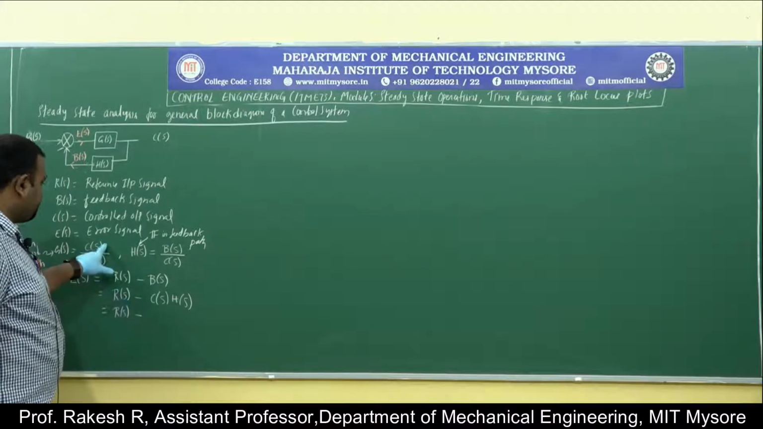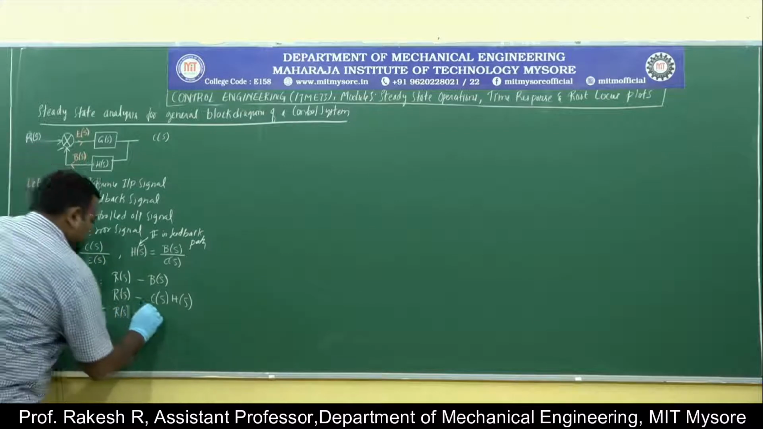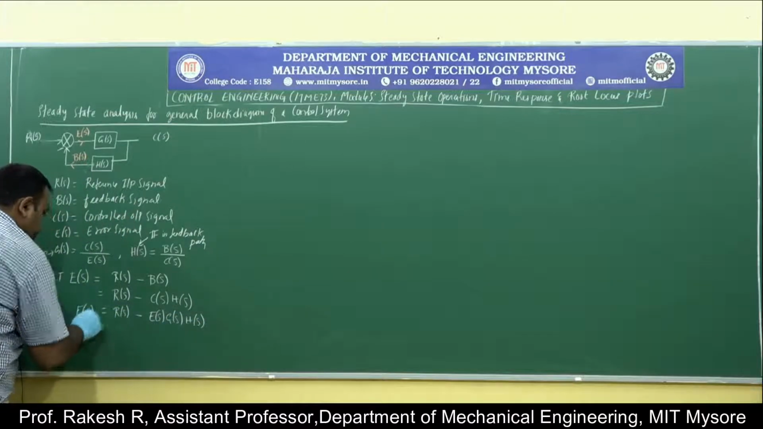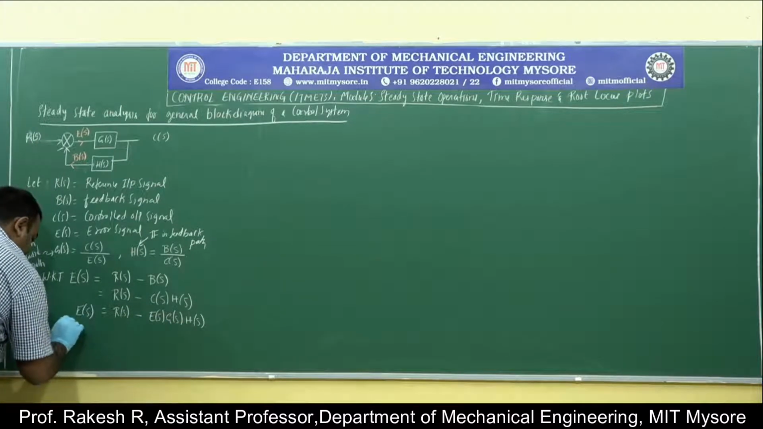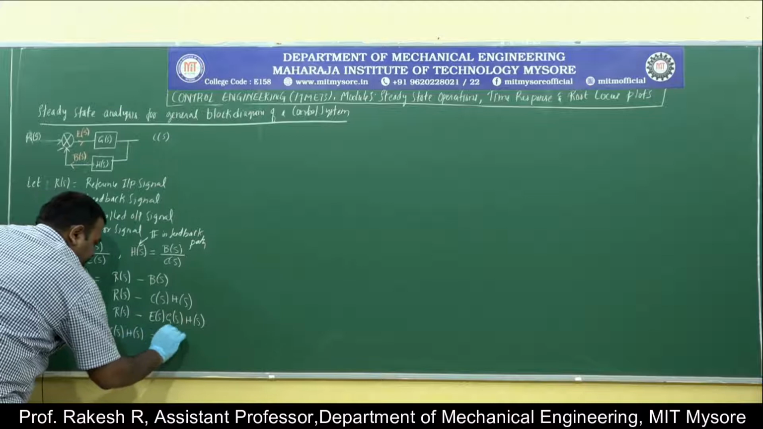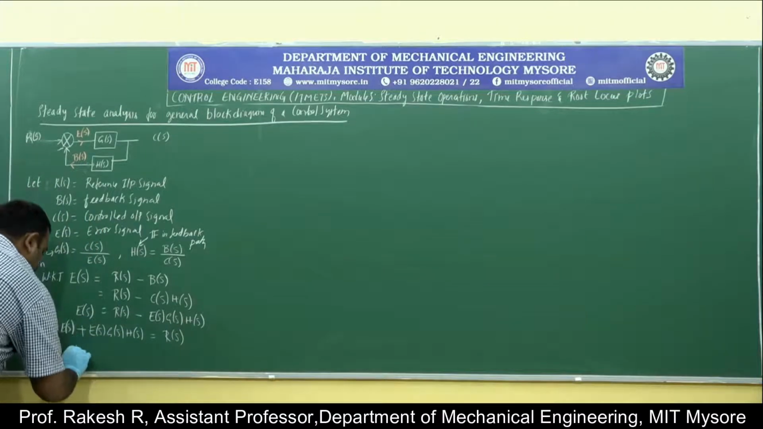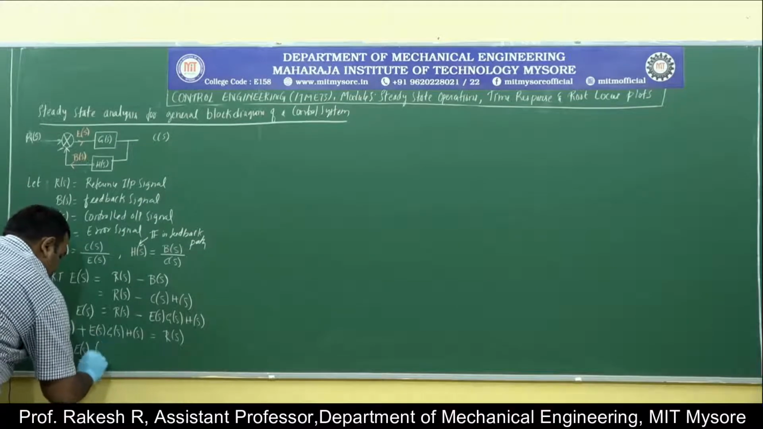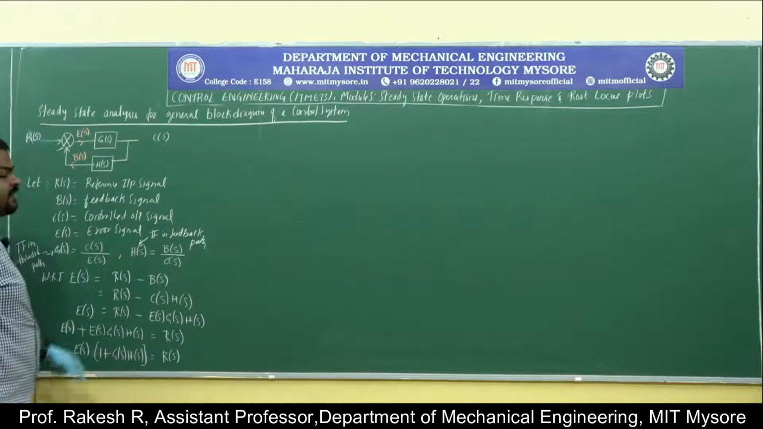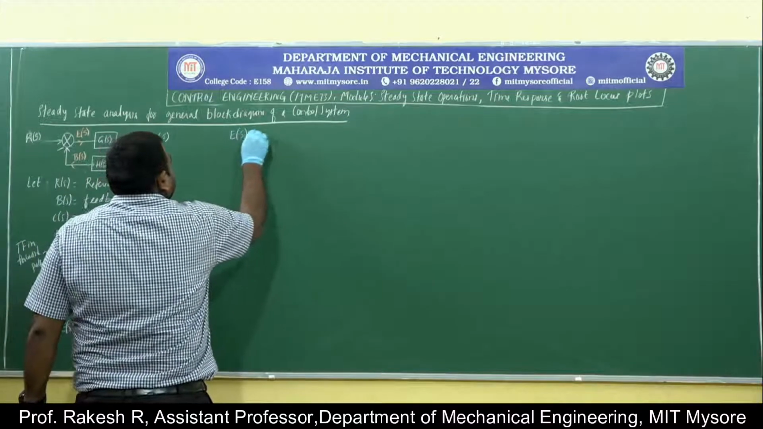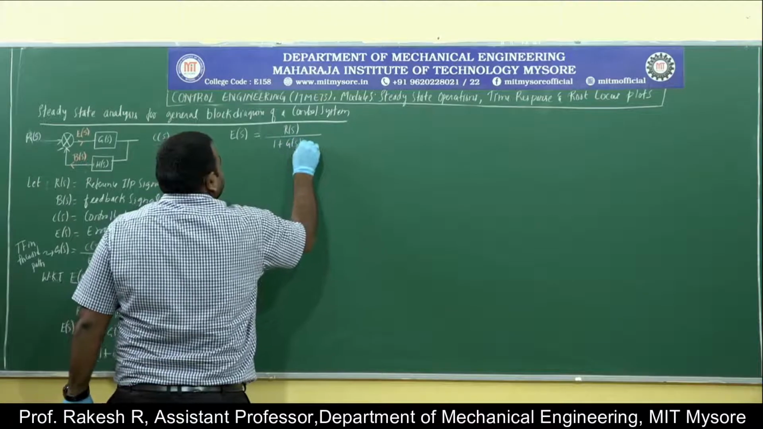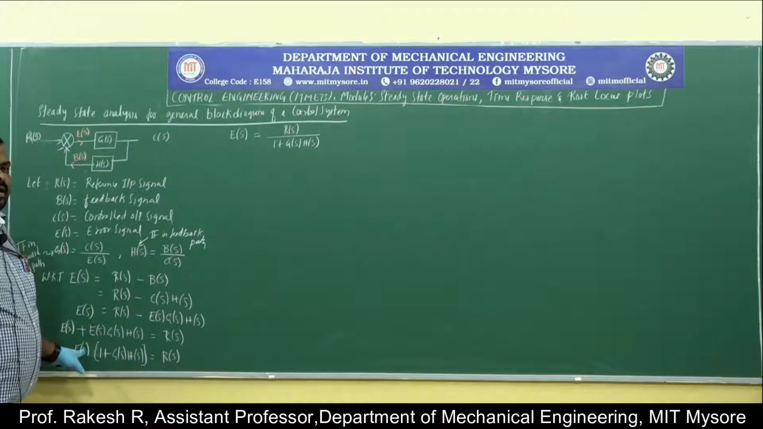What is C of S? C of S can be replaced with G of S into E of S. So it will be E of S into G of S into H of S. If I take this here, E of S plus E of S into G of S into H of S will be equal to R of S. Here I will take the error signal E of S as common, and 1 plus G of S into H of S is equal to R of S. Then error signal E of S will be equal to R of S divided by 1 plus G of S into H of S.